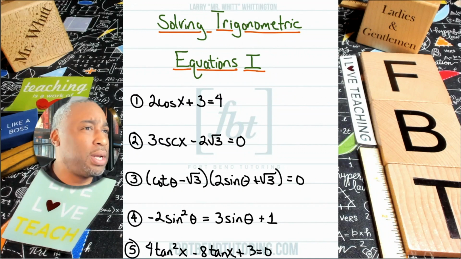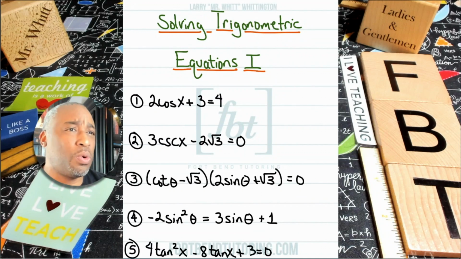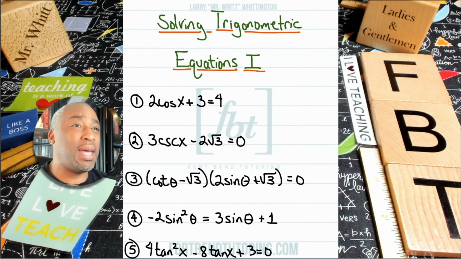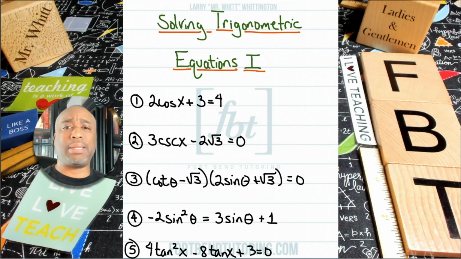We have number 1, 2 cosine x plus 3 equals 4. We have 3 cosecant x minus 2 square root of 3 equals 0. We also have number 3, number 4, number 5 that we'll be going over today. So, okay, let's not waste any more time.